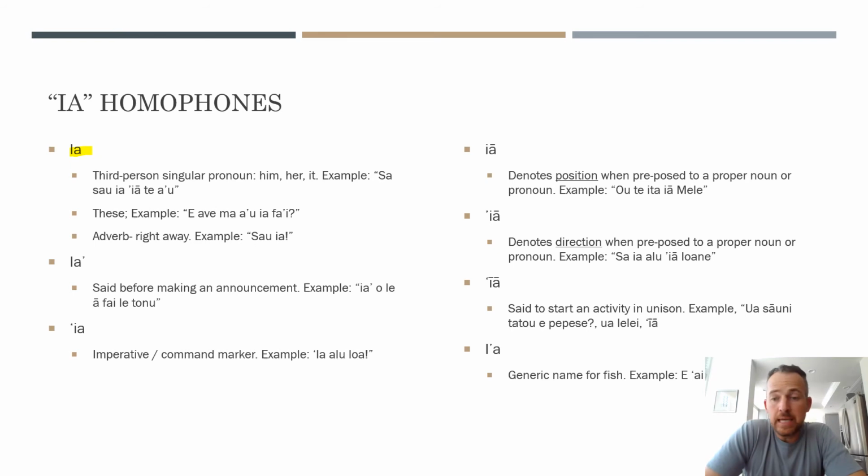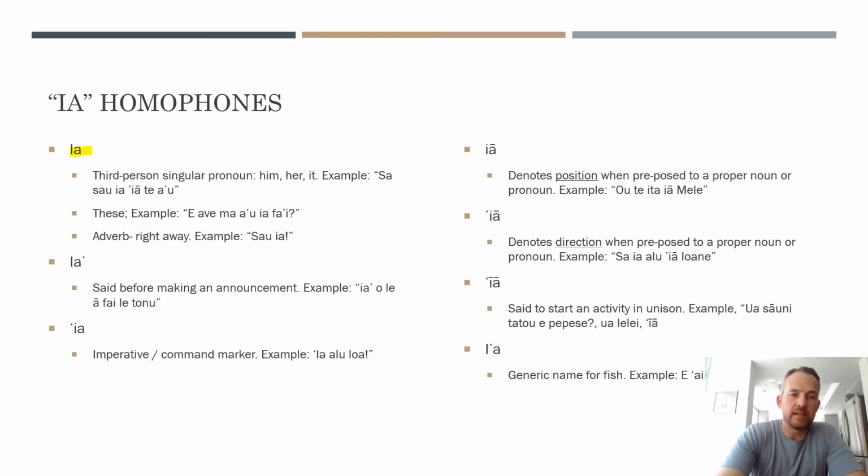Next, ia can mean these, so it's kind of like a demonstrative for plural objects. An example might be "E ave ma a'u ia fa'i." E is our tense marker. Ave is the verb to take. Ma means with, an accompaniment form of with. A'u again means I. And ia means these, and fa'i means bananas. So altogether, it basically means, can I take these bananas with me?